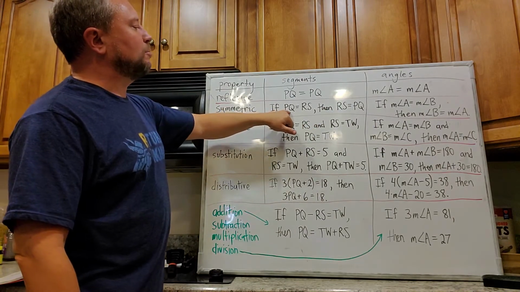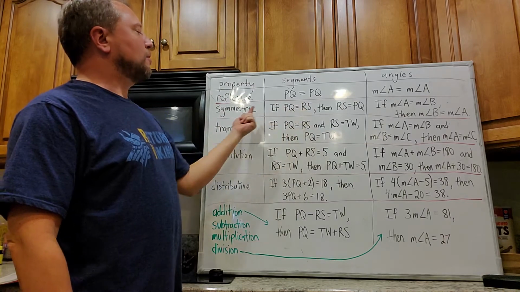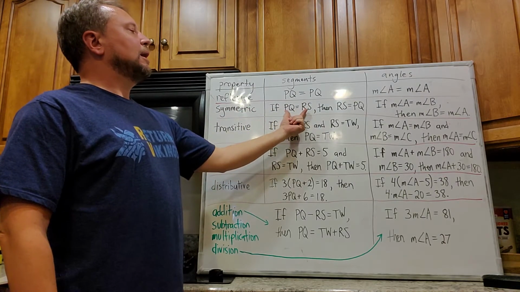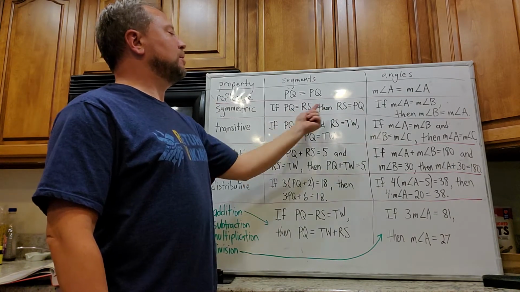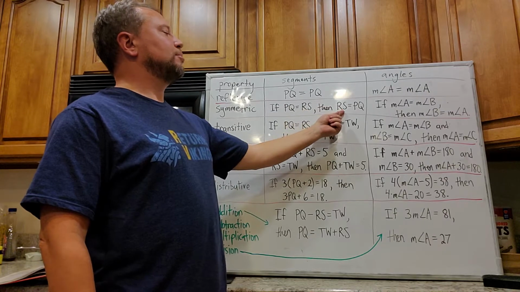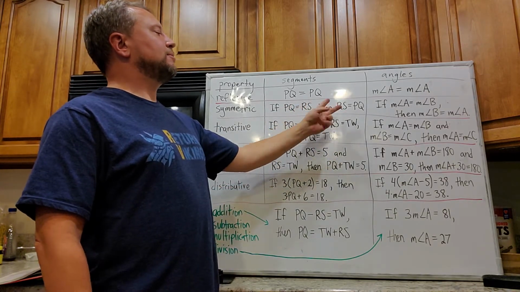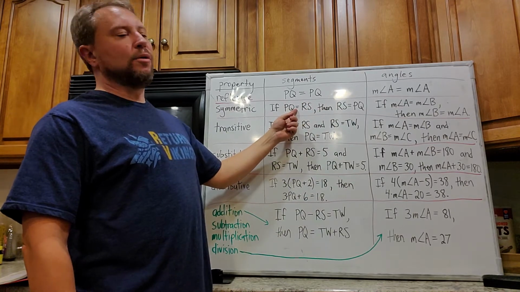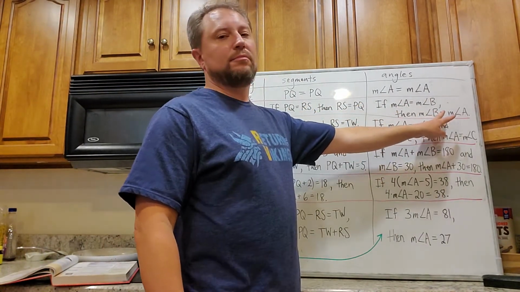If I already knew that PQ equals RS, since the two of these are equal, according to the symmetric property, I can flip it around, and instead of leading with PQ, I put it at the end. Instead of ending with RS, I put it at the beginning. So I'm just switching around both sides of the equation since they're equal. Same here. If A equals B, then B equals A on the angles.